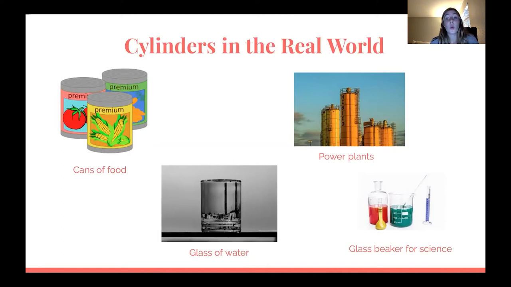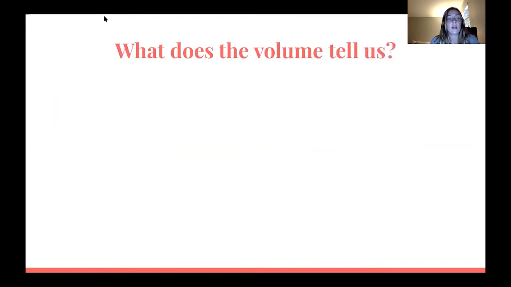And there's people who work, and maybe they work at this power plant and they have to measure volume, or they have to figure out certain things that deal with how much can fit inside of the cylinders. So it's not just we're figuring out volume to write an answer. This kind of gives us an idea of how much fits in here and what this can tell us. So what does volume tell us? That's the biggest question, I think.